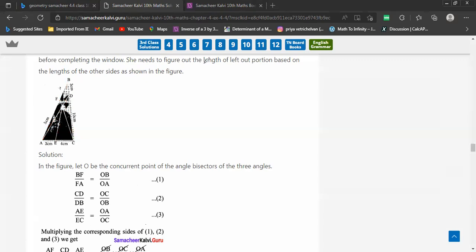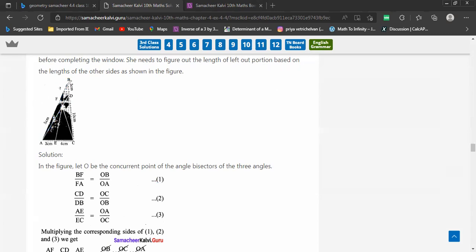If you apply the angle bisector theorem on this, it's going to be BF upon FA equal to OB upon OA. So they are taking the triangle OAB and applying the angle bisector theorem on it. You are getting this equation.